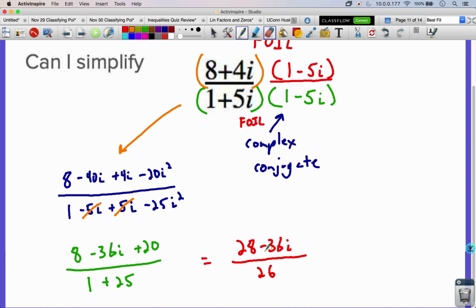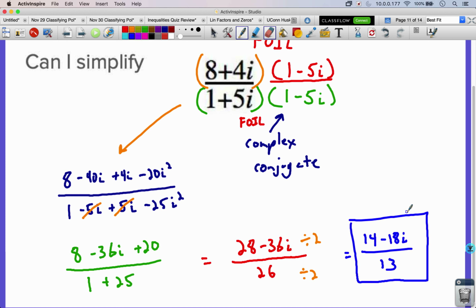So now there's no i in the denominator anymore, and now you might also notice we can keep simplifying because everything's even. Let's divide everything by 2. And we get 14 minus 18i all over 13.